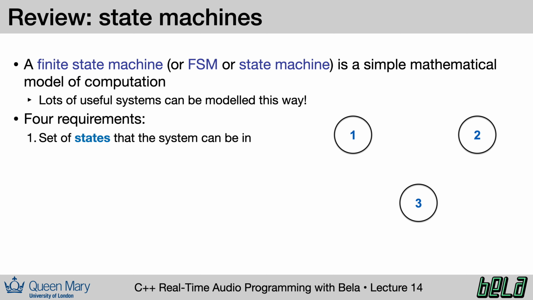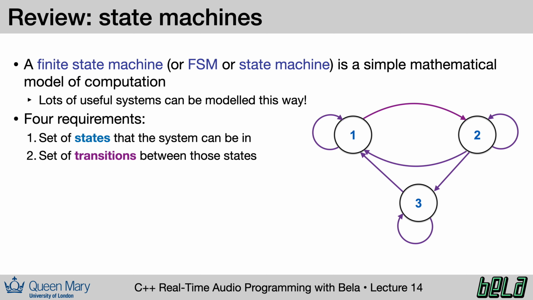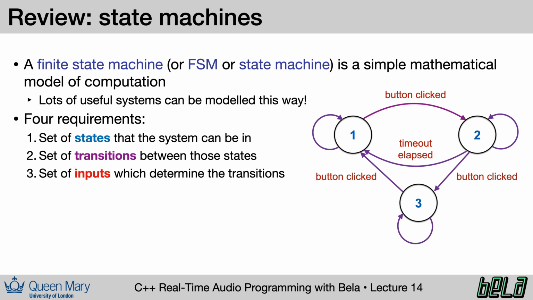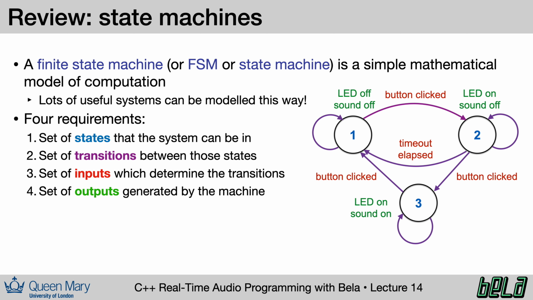First, we need a set of states that the system can be in. Second, we need a set of transitions to move between those states. Third, we need a set of inputs, such as sensor data or timing, which determine which transitions should take place and when. Finally, the system should generate a set of outputs depending on which state it's in.